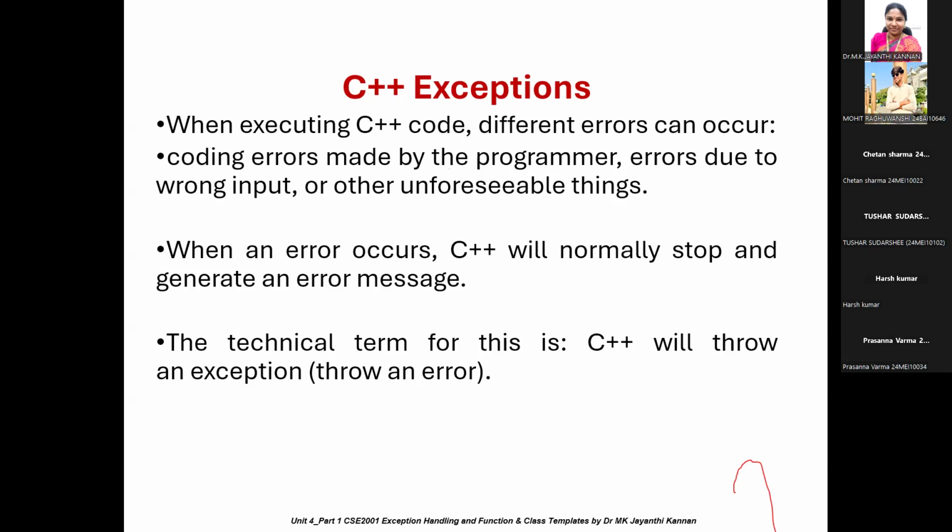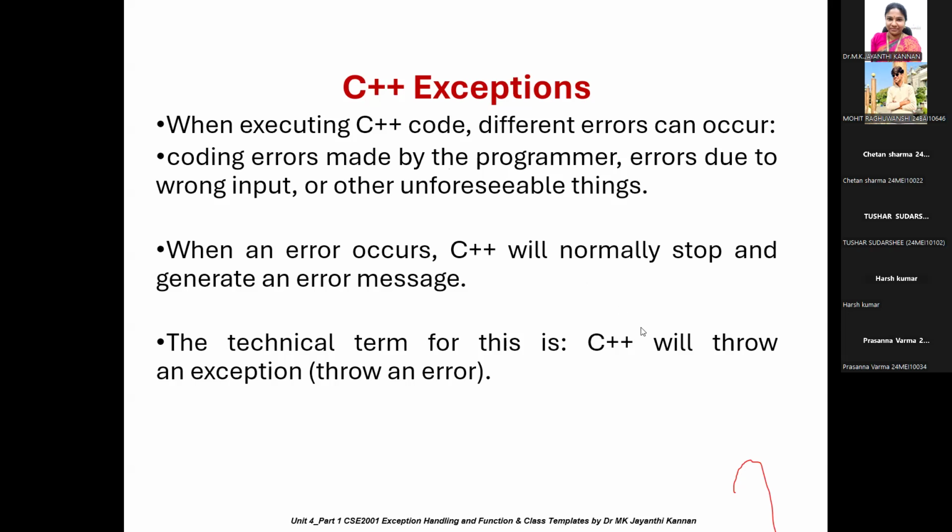In general, when executing C++ code, different errors can occur. It may be due to a syntax error or a semantic error. Coding errors may be made by the programmer. If there is a mistake in the coding, or some error in the syntax of your coding line or executable code, there may be errors due to wrong input or other unforeseeable things. So when an error occurs, C++ will normally stop and generate an error message.